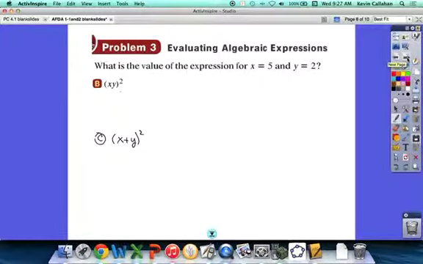How about this one? (xy) squared, x equals 5, y equals 2. Again, when we say evaluate, what are we going to do with the 5 and the 2? We're going to plug in for x, plug in for y, right? So I'm going to do this twice. So this could be (5 times 2) squared, which is 10 squared, which is 100. Agreed?